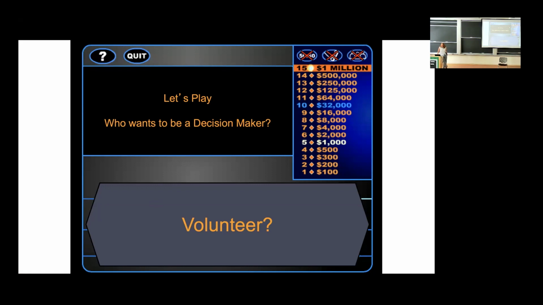I'm not sure where the age threshold is for this one, but some seem to be familiar with it. Okay, so instead of Who Wants to Be a Millionaire, the game today is Who Wants to Be a Decision Maker.